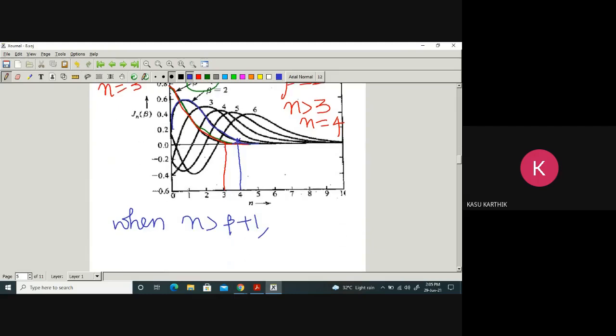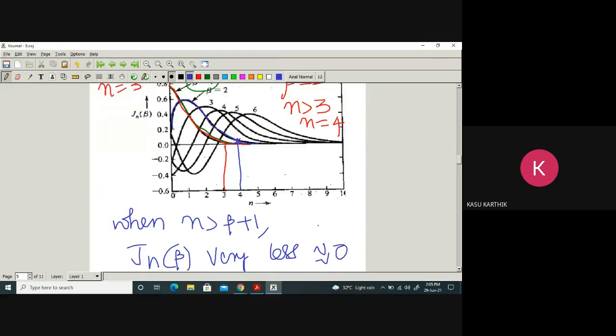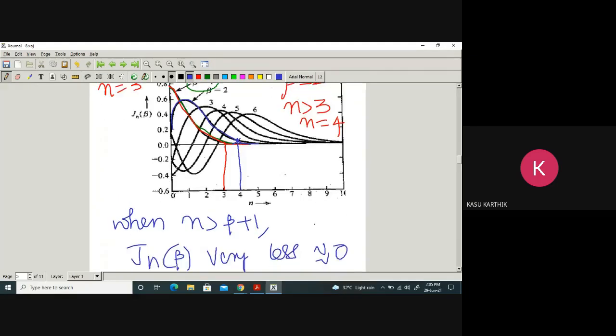So when n is more than β plus 1, then J_n(β) is very less, almost equal to 0. You can see very clearly. I have shared the recorded videos also. You can observe the graph of J_n(β) versus n. When n is more than β plus 1, obviously J_n(β) will be very insignificant, very less. Is it clear?